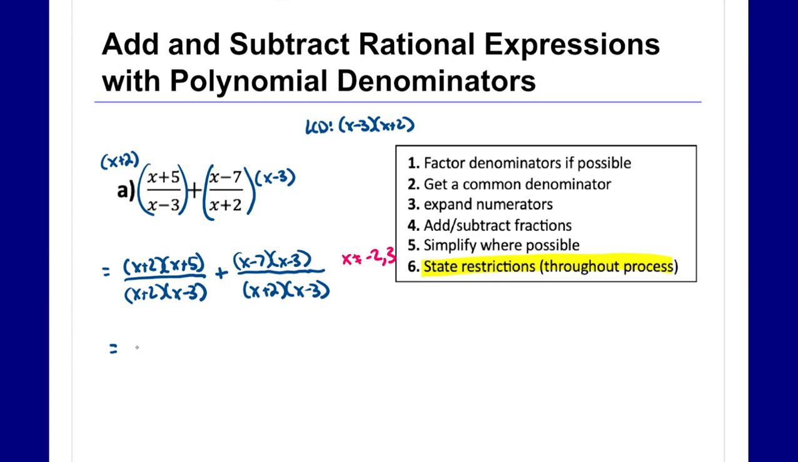I'm going to expand. So I get x squared plus 7x plus 10. I'm just simplifying that process, but it's essentially foiling the top. And then that's still divided by x plus 2 times x minus 3. I'm going to leave the bottom still factored because I am going to end up having to factor the top anyways. Then x minus 7 times x minus 3, I get x squared minus 10x plus 21. So again, foiling. We have x plus 2 times x minus 3.